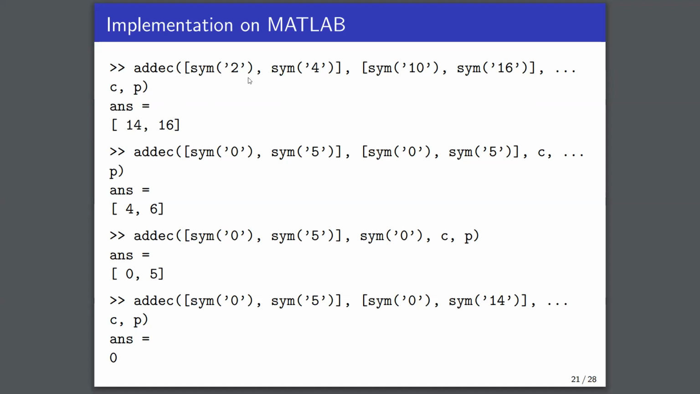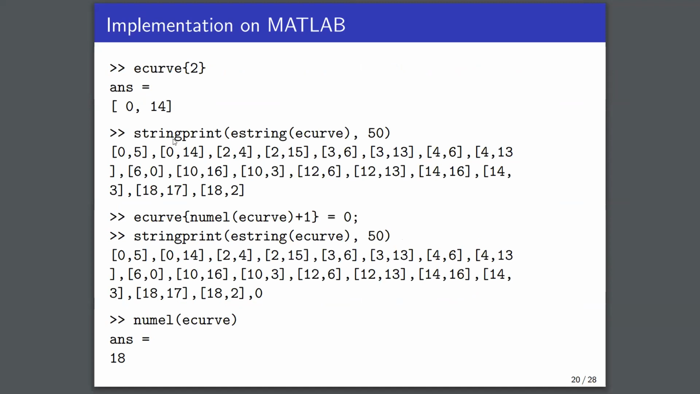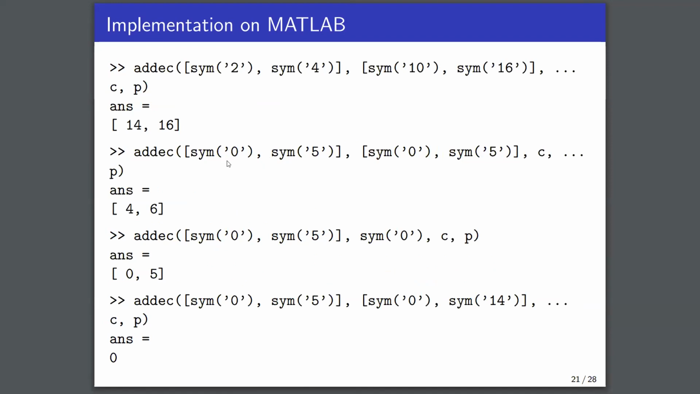So what that means is when you add the point 2, 4 to 10, 16, we get the point 14, 16, which should be in the elliptic curve. And you can see that 14, 16 is indeed on the elliptic curve. So here are just some more examples of adding 2 points, like 0, 5 added to itself gives you 4, 6, and 0, 5 added to 0 gives you 0, 5 again, which is what we expect. And 0, 5 and 0, 14 is 0, which means that 0, 5 and 0, 14 are inverses of each other.